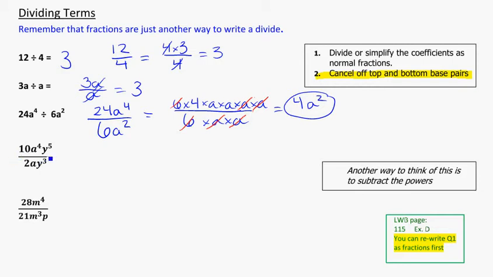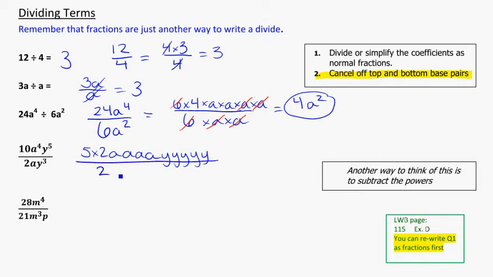The next example's already been written out as a fraction for us, which is quite useful. So again, if you want to, you might already know in your head, well, 10 divided by 2 is 5, but if you're not sure, you can think about how can I write out a 10 that shows how many 2's are in there. Well, there's 5 lots of 2 in 10. Now I've got the 4 a's and 5 y's on the top.